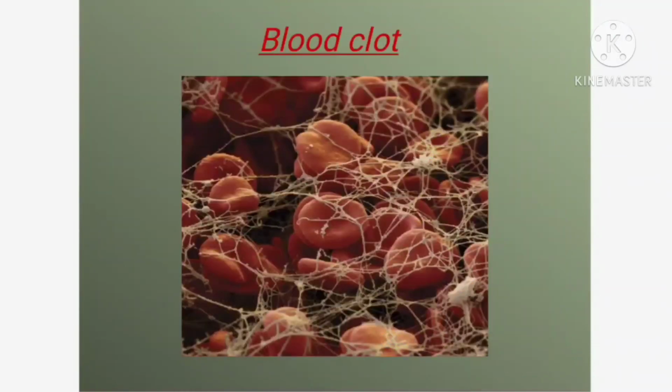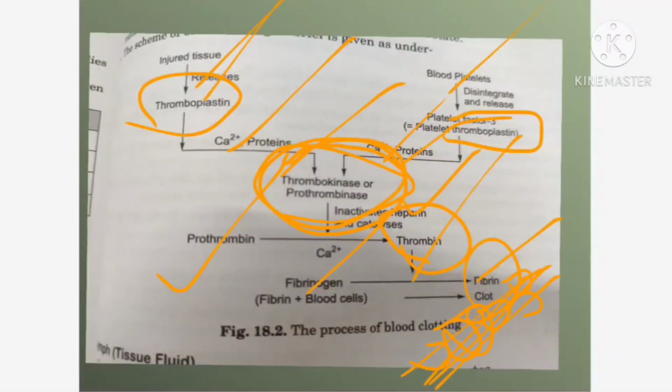So, you can find this is a blood clot, and these are the fibers which are present, fibrin fibers. For the formation of that fibrin, the platelets play a major role. Like this, coagulation of blood takes place. Thromboplastin, in the presence of calcium, thrombokinase converts prothrombin into thrombin, thrombin converts fibrinogen into fibrin, and the fibrin fibers collect all these cells, which get attached there and form a clot.